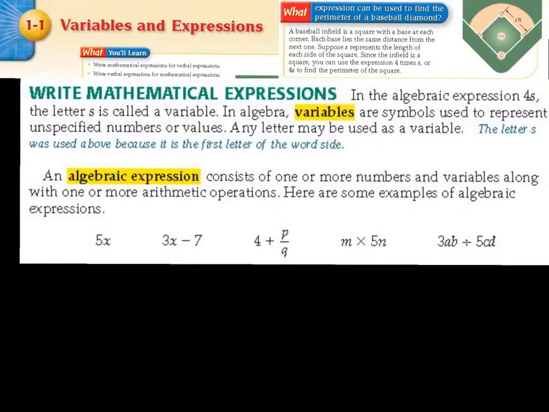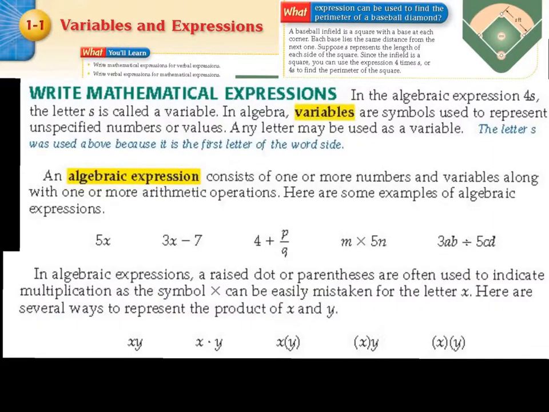Here are some examples of algebraic expressions. So we have 5x, which means 5 times x. 3x minus 7 is 3 times x, subtract 7. 4 plus p over q, so that means p divided by q. Fraction bar means divide, of course. This one's less than desirable: we don't usually use the little x for times anymore in algebra. Anyway, going on. This would be 3 times a times b divided by 5 times c times d.